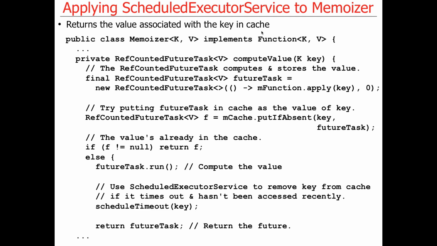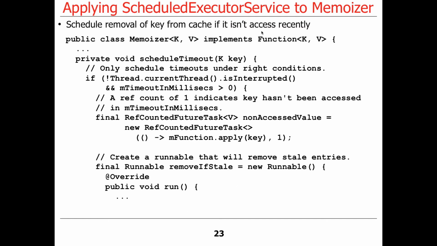This is the case where the value has not been put in the cache, in which case we run the future task in the thread of control of the caller, and that'll block until the value is computed. In the case of the prime number application, it'll run the prime number call. And then what we're going to do is schedule a timeout. You'll see how that gets used in a second. And we return the future task. So that's what compute value looks like.